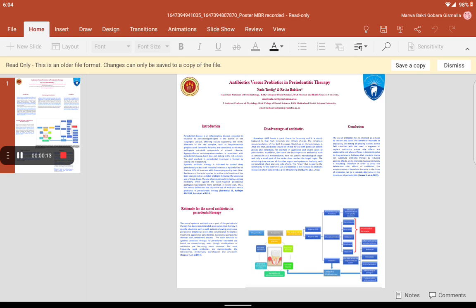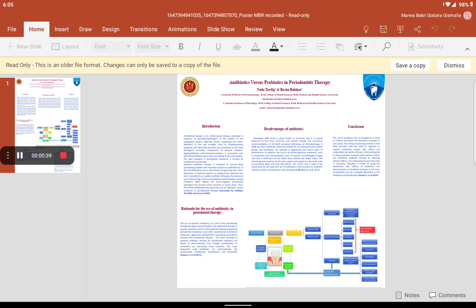Today I'm going to present my poster entitled Antibiotic versus Probiotics in Periodontal Therapy. Periodontal disease is an inflammatory condition that provokes a response to periodontal pathogens in the biofilm of the subgingival plaque. It affects the tooth supporting structure and it might lead to tooth loss. Periodontal disease also has an impact on systemic health.